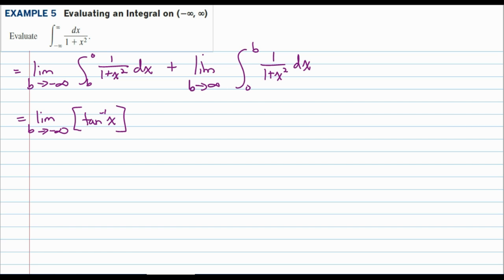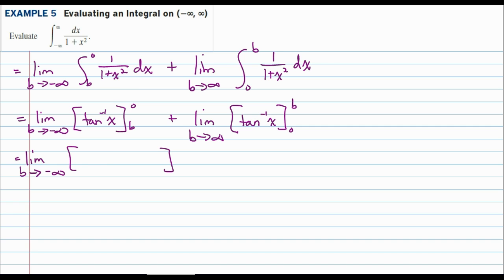Well, now I just need to take those antiderivatives. The antiderivative of 1 over 1 plus x squared is the inverse tangent of x. So this one is going to be evaluated from b to 0, because that's the limit as b approaches negative infinity, the lower limit. Then the rest of it is going to be the limit from 0 to b. So the right half of it, I guess you could call it.